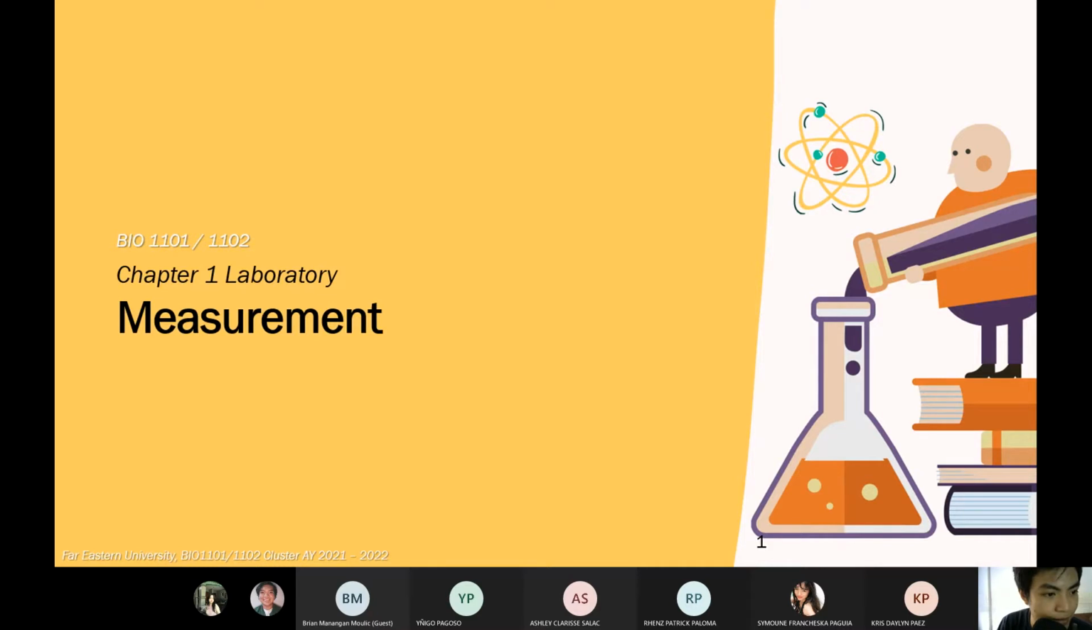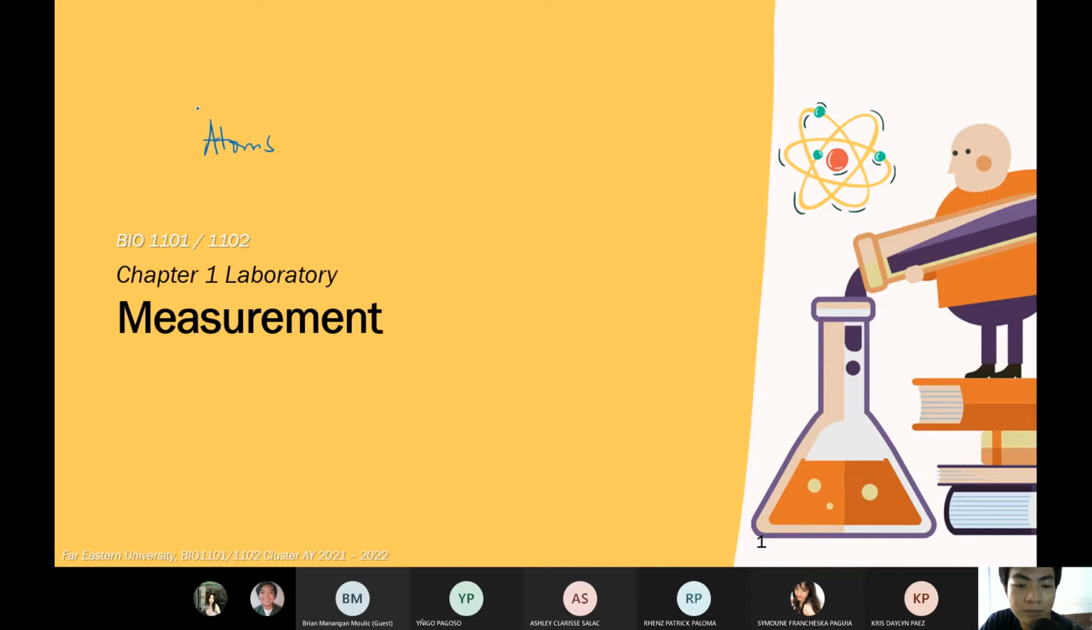So the first chapter in the laboratory is about measurements. In your lecture, some of you have probably already discussed the importance of chemistry. The problem with chemistry is that what we investigate is super small. Tiny particles. Imagine, atoms are our focus in chem, and atoms are very small, in picometer size. Super small, and it cannot be seen by the naked eye.